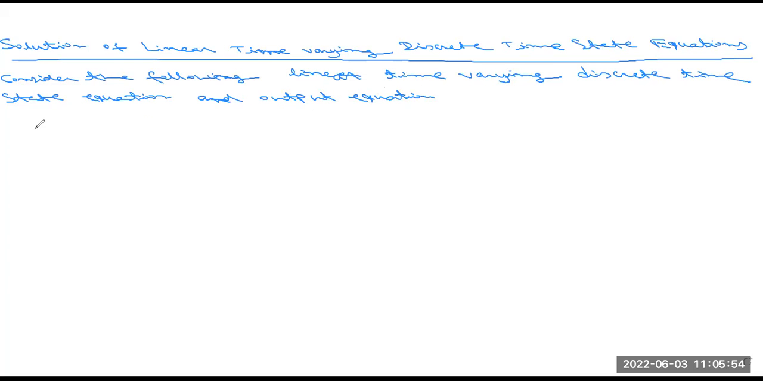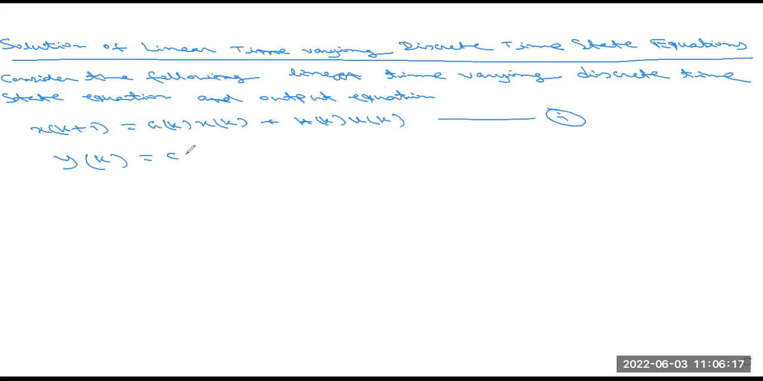We have previously seen these two equations. x of k plus 1 is equal to g k x k plus h k u k. This is equation number 1. And the output equation is y of k equal to c k x k plus d k. This is the output equation. So we have to express these state and output equations through previous solutions.